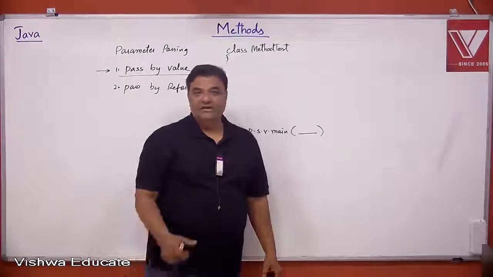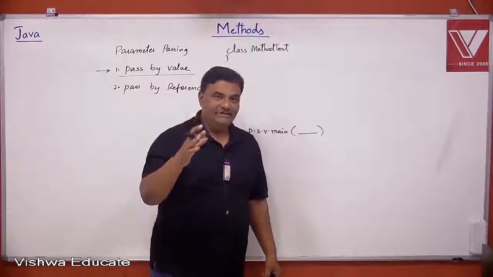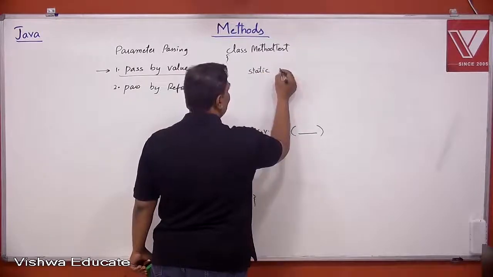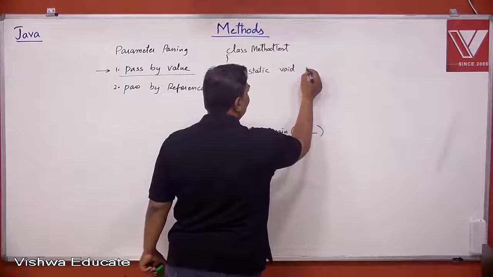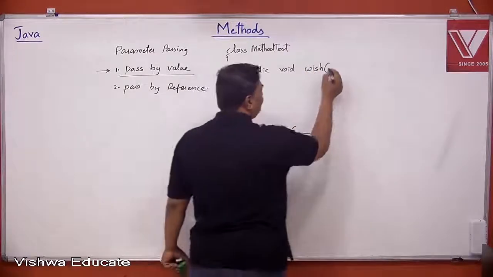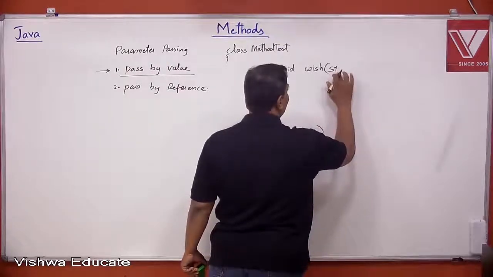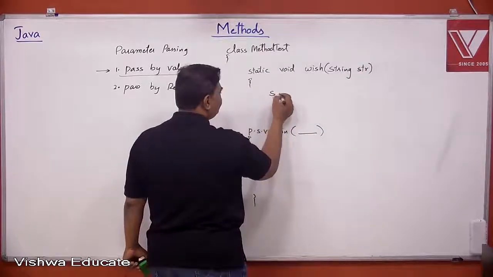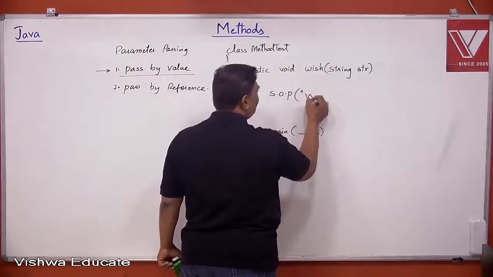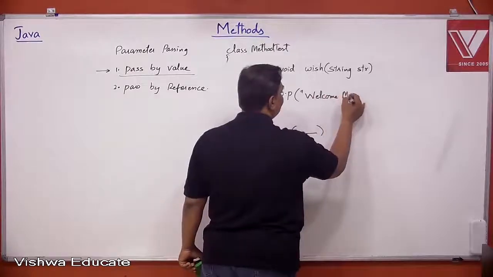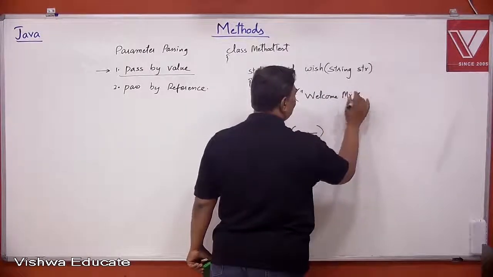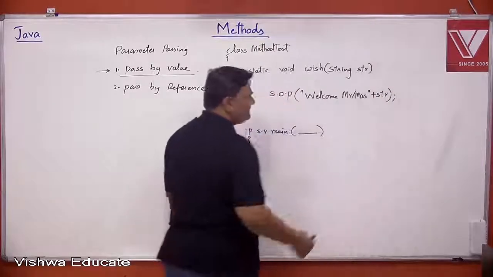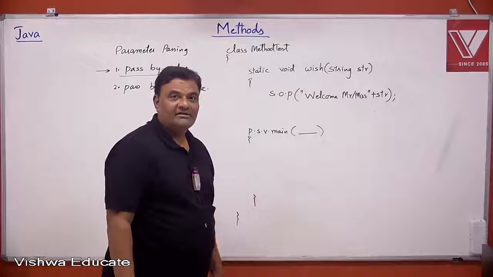Now, next one. We have to learn about call by reference. For that, I'll explain with one example. I will write one method that is static void wish, and it will take a string str, and what it does is System.out.println("Welcome Mr. or Miss " + str). It will give a message: Welcome, Mr. or Miss, whatever the string that you have passed.